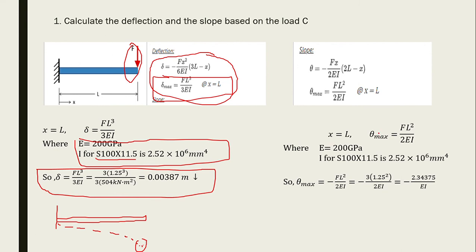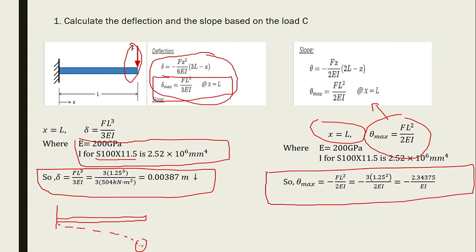Then to find the slope at the end, x equals L. It's the same as the deflection, x equals L. The formula is given here. We can find it, then we input the numbers. So this is based on the first load. The theta max is equal to this. Input the numbers, then we got minus 2.347 divided by EI.